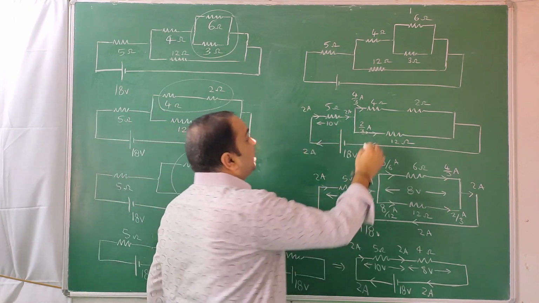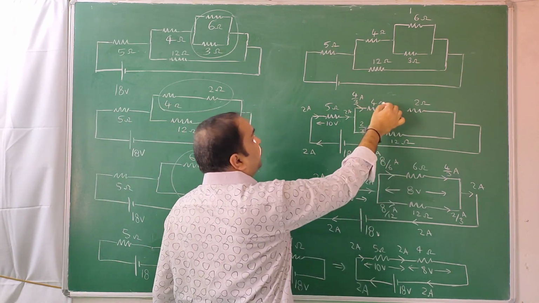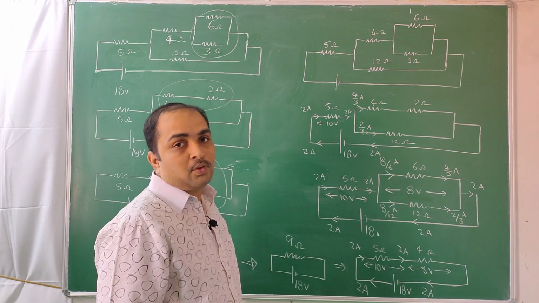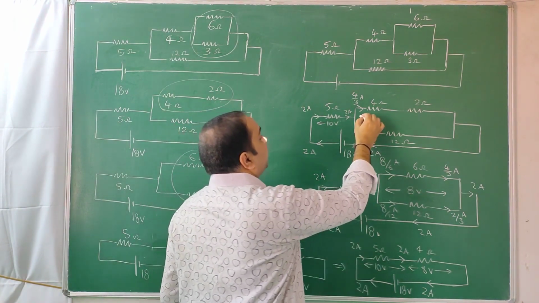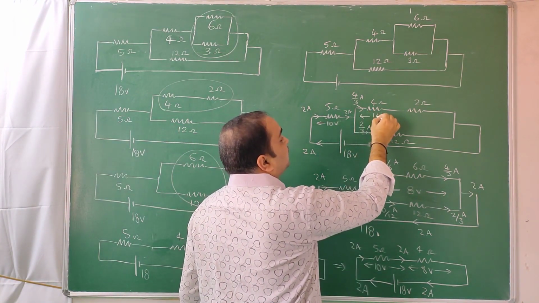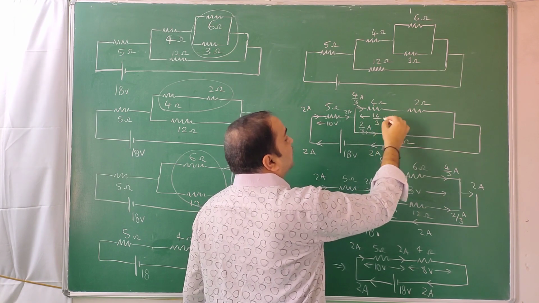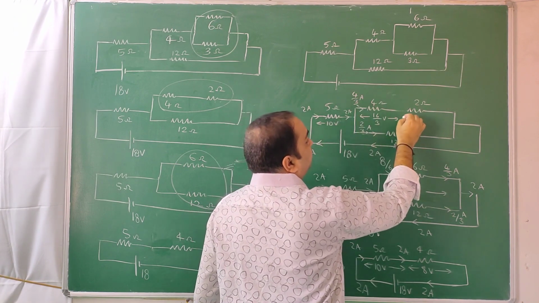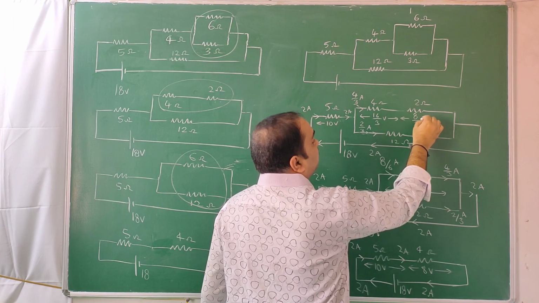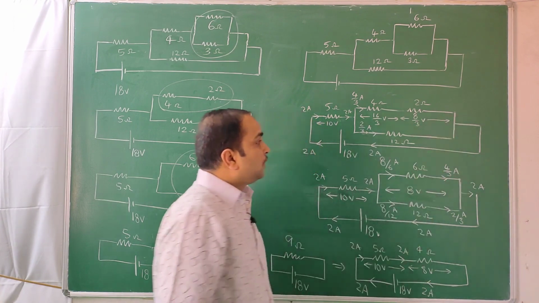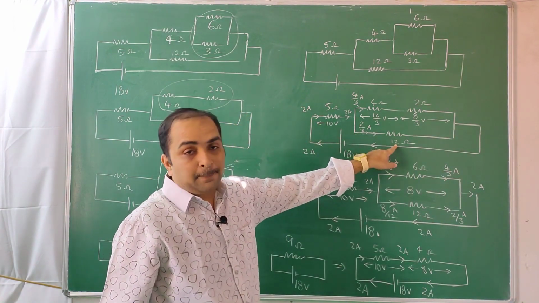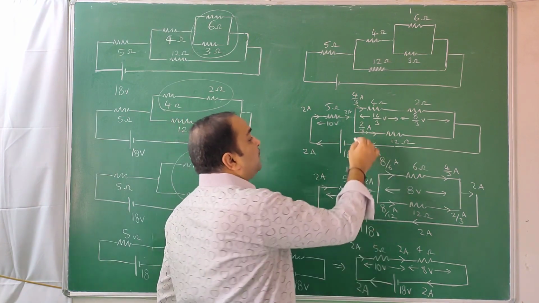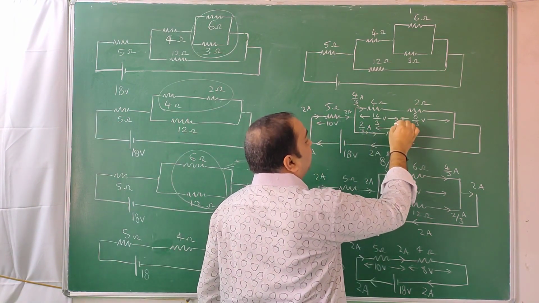So now what is the potential difference across this? 4 by 3 into 4, 4 4s are 16 by 3. So here there will be a drop of 16 by 3 volts. Same, 4 by 3 into 2, 8 by 3 volts. Similarly 2 by 3 into 12, 3 1s are 3, 3 4s are 12, that will be 8 volts. So there is a drop of 8 volts.